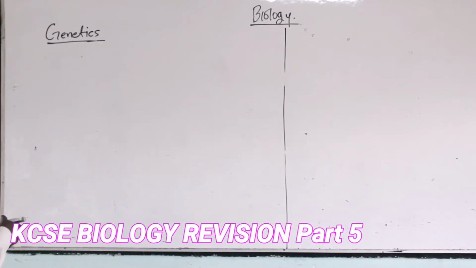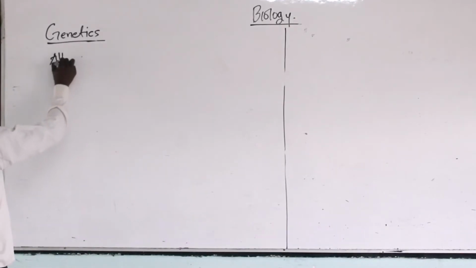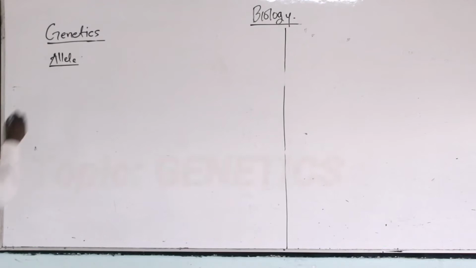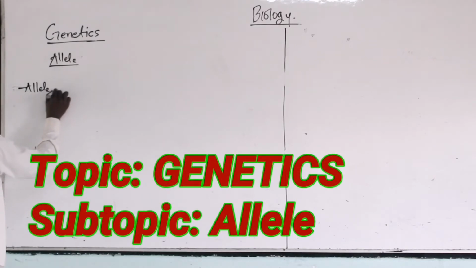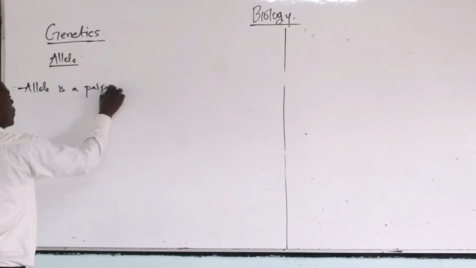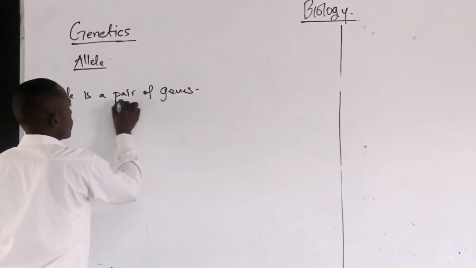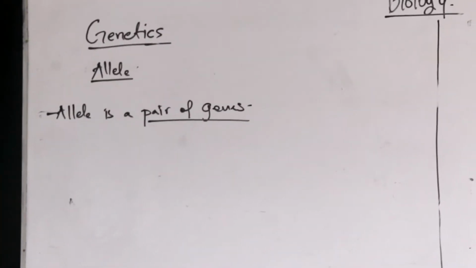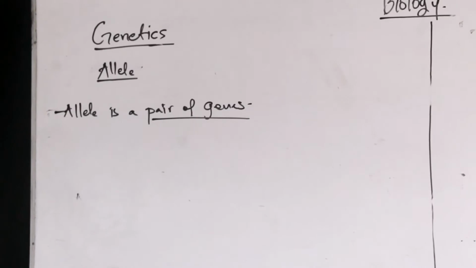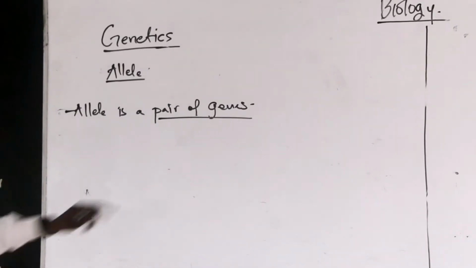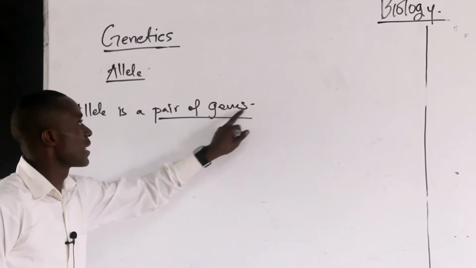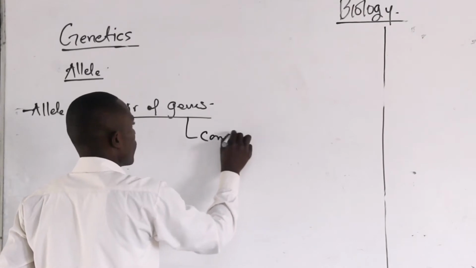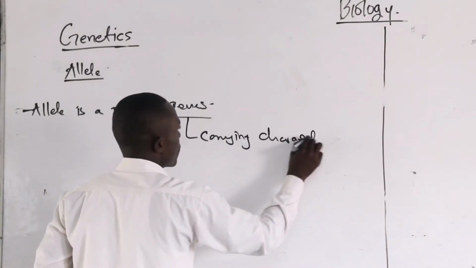Welcome to our part 5 series of biology, and I will finish it by just shedding some more light on allele. We said allele is a pair of genes. And what are genes? Genes are tiny units of inheritance. So it is the genes which are carrying the characteristics from the parents to the offspring.